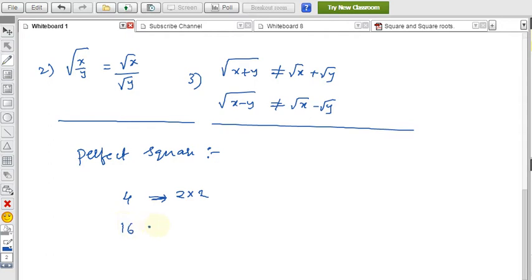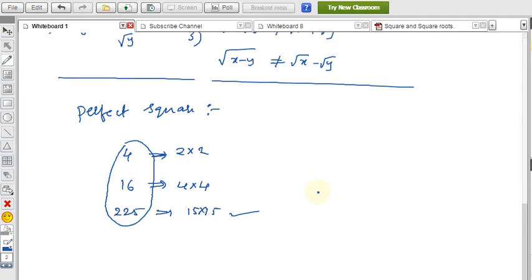16 is a perfect square because we can write it as the same number multiplied by itself. 225 is a perfect square, 15 into 15 is 225. So these are all perfect squares. As a definition, a natural number is said to be a perfect square if it is the square of some natural number. Same thing, 9 is a perfect square because 3 into 3 is 9. Like that.